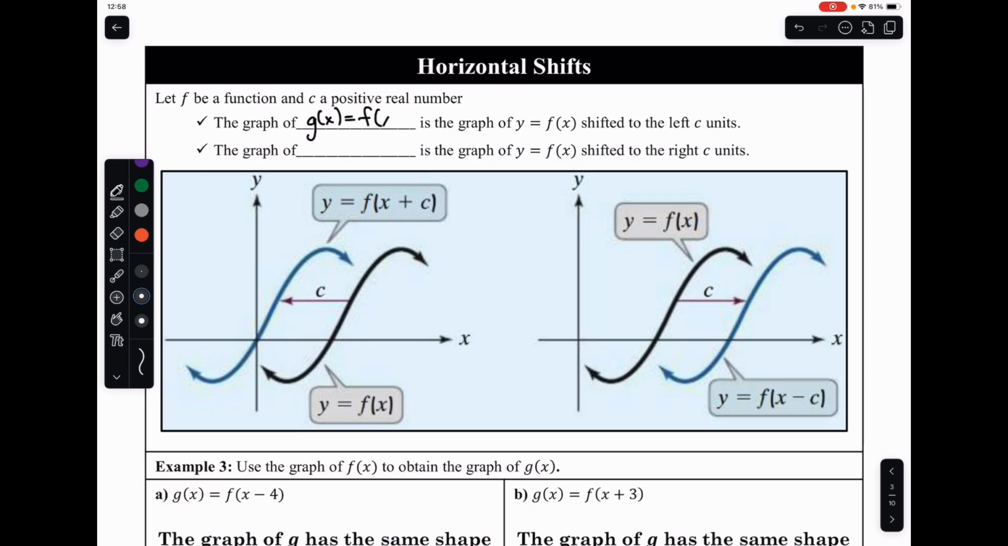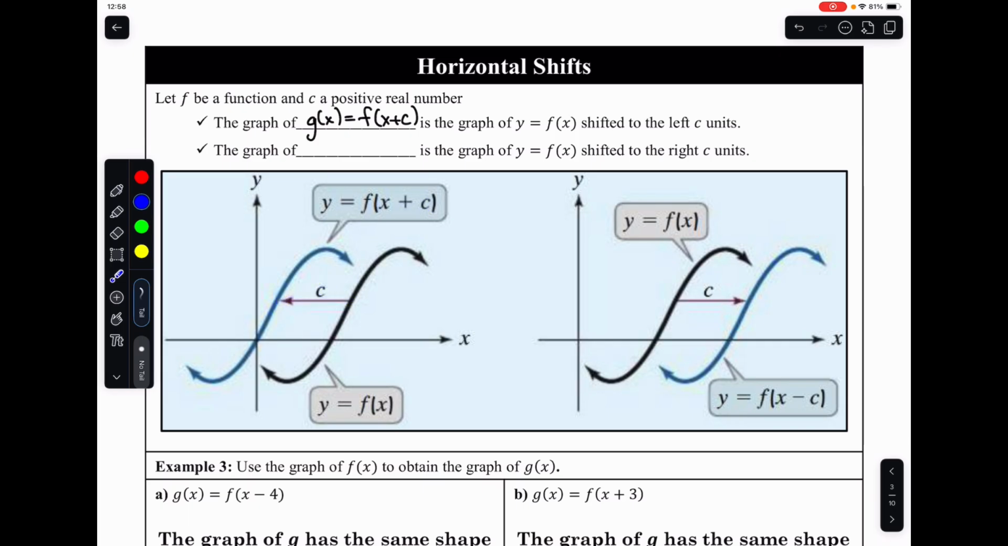to f of x plus c in order to move something to the left of what it originally is. So like in the picture that you see right here, in order to move it to the left, to this direction, I need to add whatever this constant c is to that. So more than likely this c is going to be some negative number. So I need to add that negative number in that direction in order for it to move there.